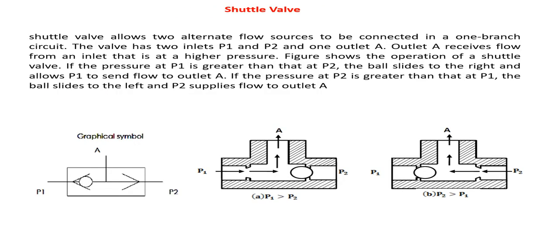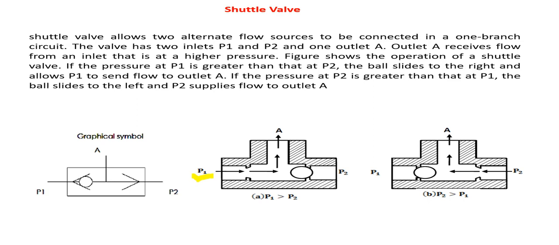So this is the function of a shuttle valve. Shuttle valves are used whenever you need to supply only through one source. If you have the availability of two sources to supply an actuator, and you want only one particular source to supply, then the best option to use is the shuttle valve.